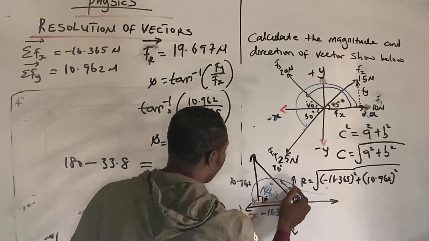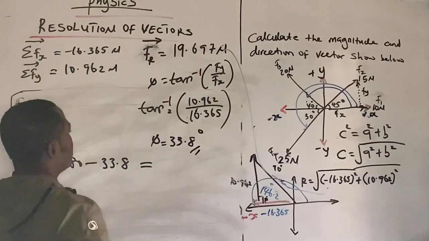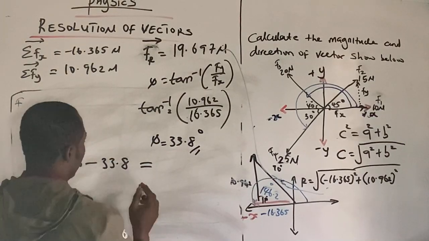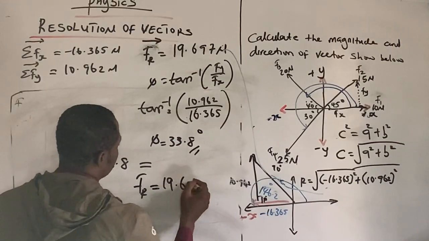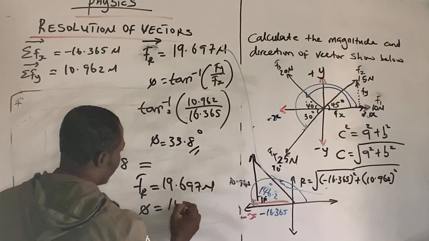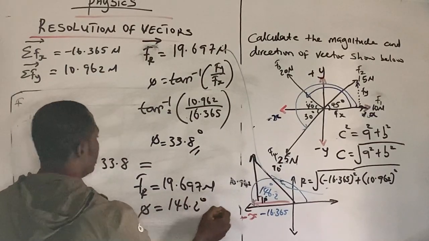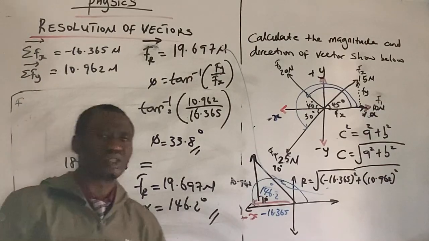And my resultant vector here is equal to that over there. Now, this is my resultant vector. Let me write everything down now. It is equal to 19.697 Newton, and then the theta is 146.2 degrees. Now, this is the magnitude and this is the direction of the vector.